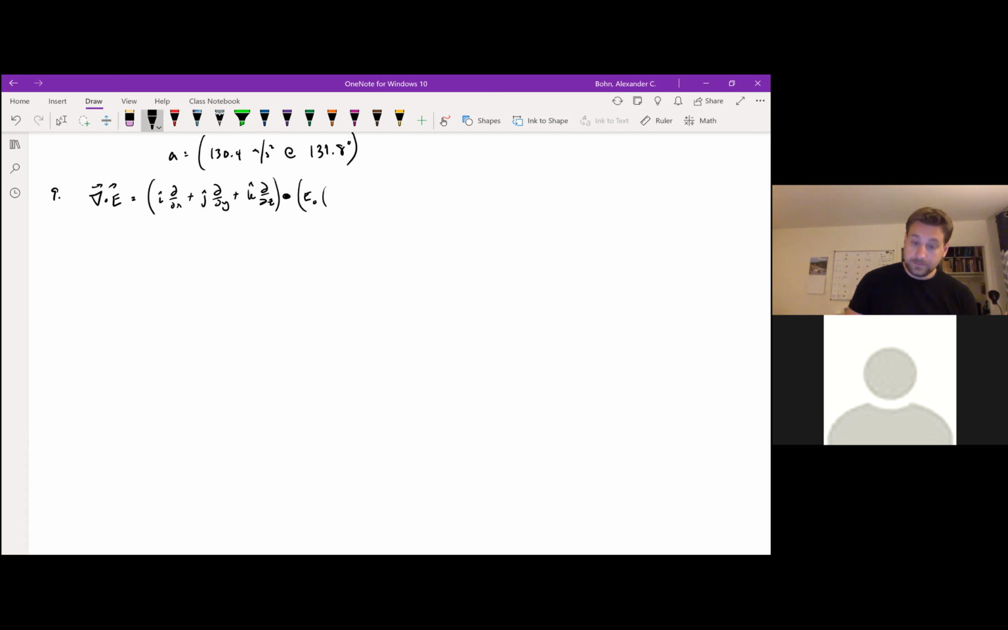E0 x over I hat plus, okay. Just like we saw with the dot product of u and v, there are three possible terms that are not zero: I.I, J.J, or K.K. So in this case, we have I.I and J.J, just like we had on the first page.